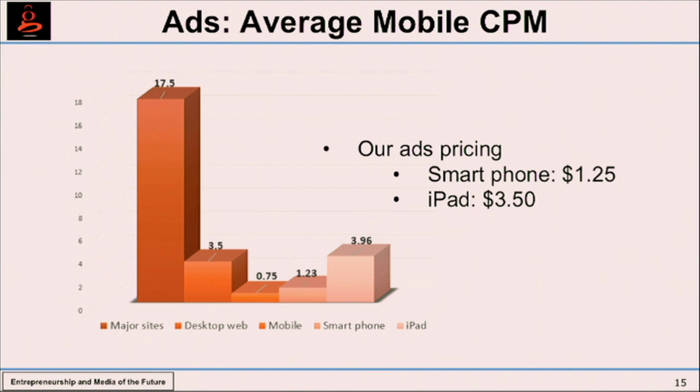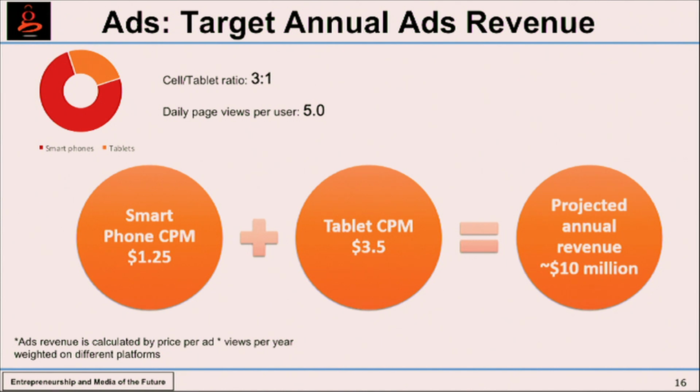In the current American market, the ratio between cell phone users and tablet users is 3 versus 1, and the average daily page view for sports fans is 5. After the calculation, we found out that the projected annual revenue for NewsGuru can be $10 million. So that's a big number, but our team member, Edwin, will break it down in our financial part.